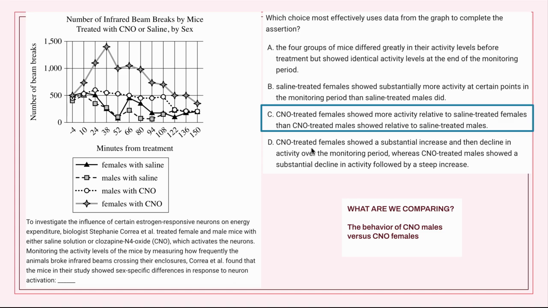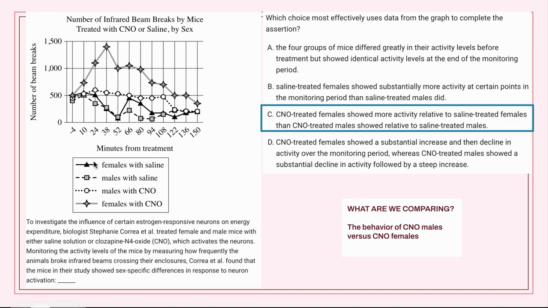Now, you might be thinking, well, D, which says CNO treated females showed a substantial increase in decline in activity over the monitoring period, whereas CNO treated males showed a substantial decline in activity followed by a steep increase. That's still comparing CNO females and CNO males. However, between these two, how are we going to pick what's correct? Well, let's see which one actually matches up with the graph. Okay, now we actually have to go back to the graph. So let's look at females.